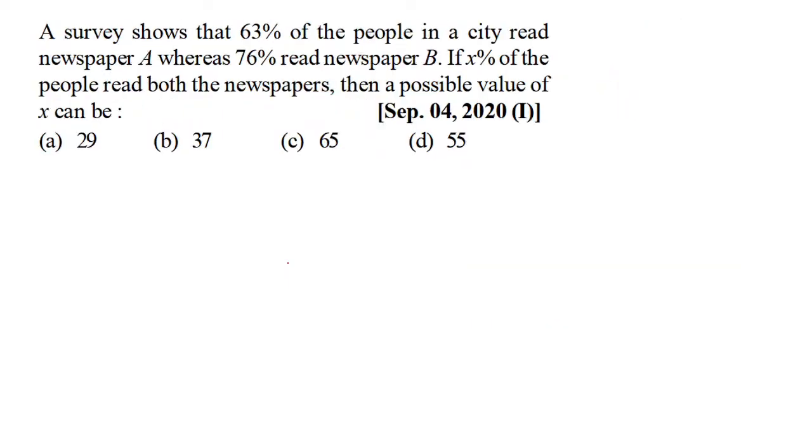I suppose the next question is also a similar question. Let's see if you can do it. A survey shows that 63% of people in a city read newspaper A, whereas 76% read newspaper B. If X percent of the people read both the newspapers, then a possible value of X can be.